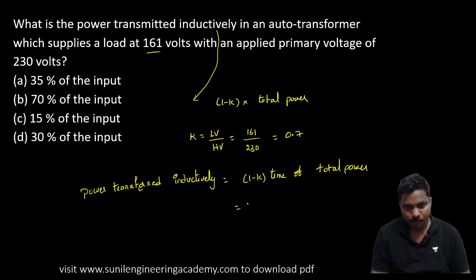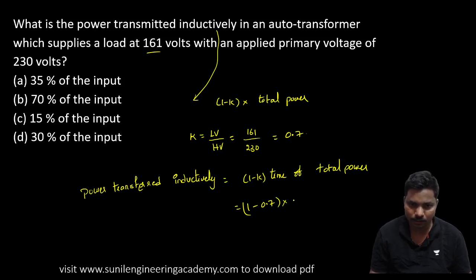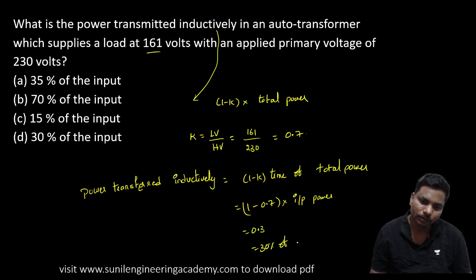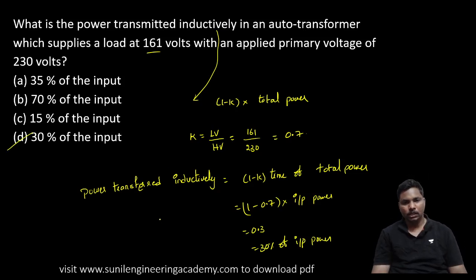Now 1 minus K is 0.7 times the total power transmitted. So that is nothing but the input power, so that is 0.3. That is nothing but 30% of input. So the answer is option D.